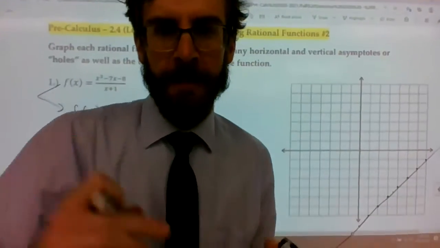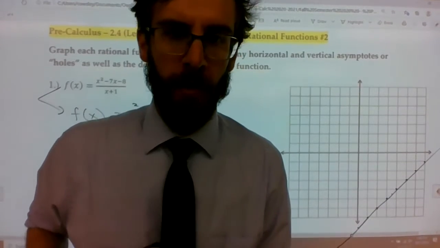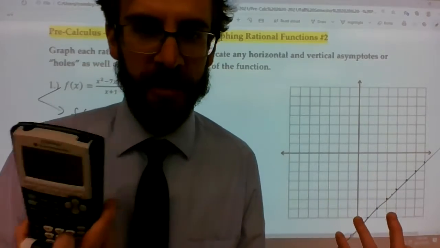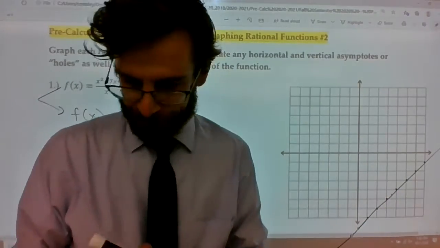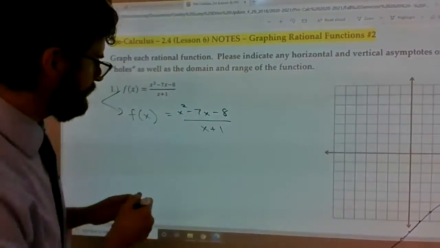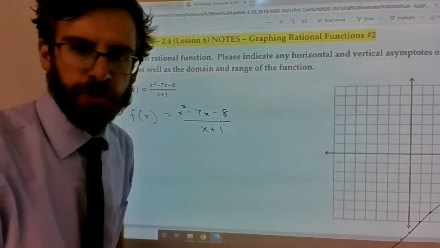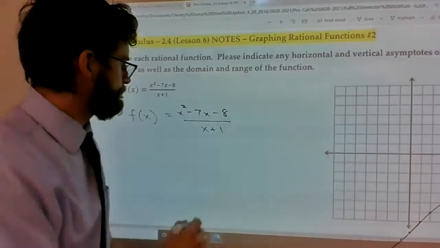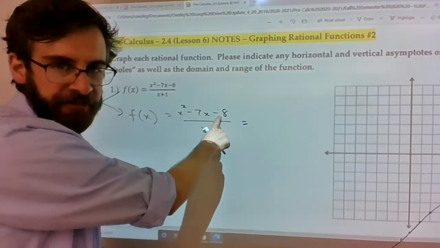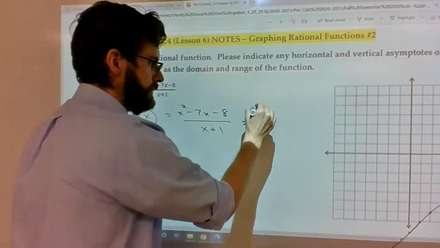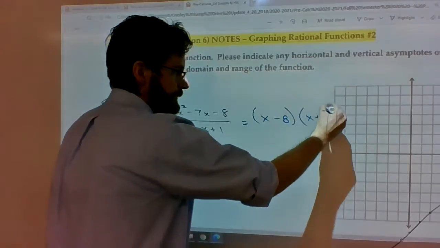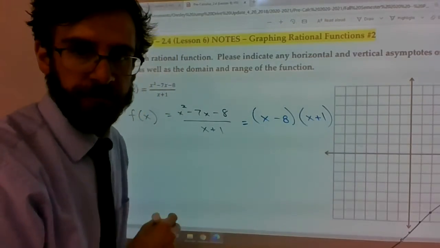Now the question is, how do we determine this without just doing random point plotting? I want to make sure we've got the algebra behind us and not just use some random calculator that you found on the street. I don't know if you noticed this, but the numerator is a factorable trinomial. 1 times negative 8 gives me negative 8, and those add up to negative 7. So my two factors are negative 8 and positive 1. You can use that factoring shortcut when there's a 1 in front of the x squared.